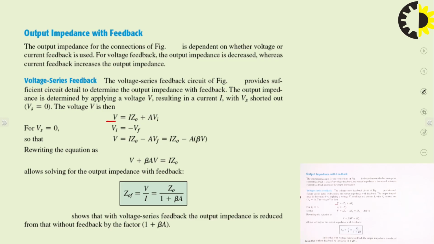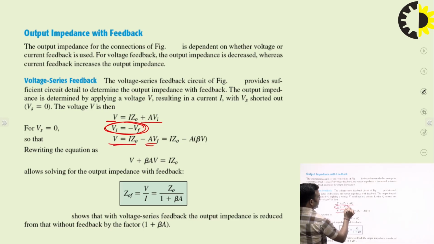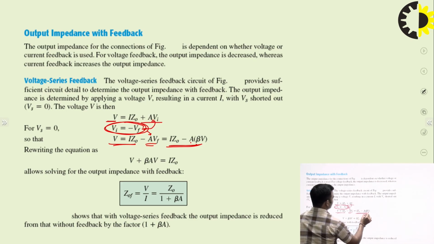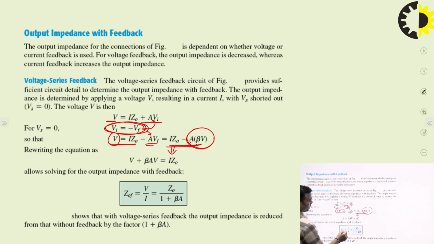Due to that, whatever voltage will appear will be equal to I Z0 plus AVi. And if Vs is equal to 0, then Vi will be equal to minus Vf. So V will be equal to I Z0 minus AVf, and it will be equal to I Z0 minus A into beta V. If you take it towards this side, then you will get I Z0 is equal to V plus beta AV. So ZOF is equal to V upon I, which is equal to Z0 upon 1 plus A beta.